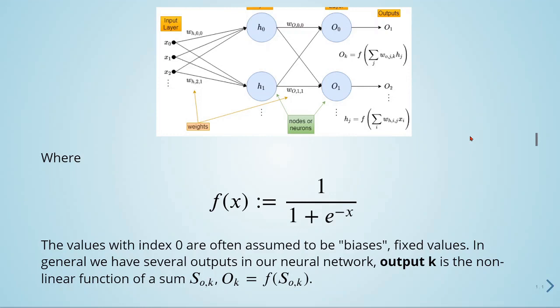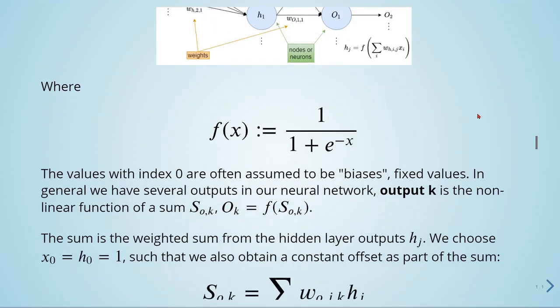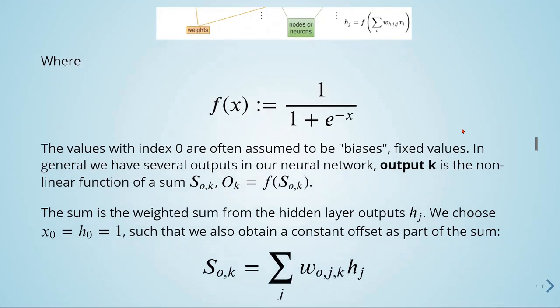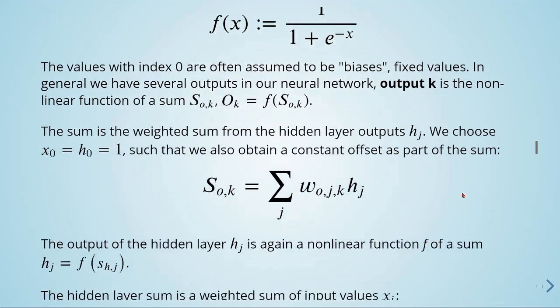So output k is a nonlinear function of a sum given by this here. The sum is the weighted sum of the hidden layer outputs h of j. So if we choose x0 equals h0 equals 1, such that we obtain a constant offset as part of the sum, we get this here. Then the output of the hidden layer h of j is again a nonlinear function f of a sum.